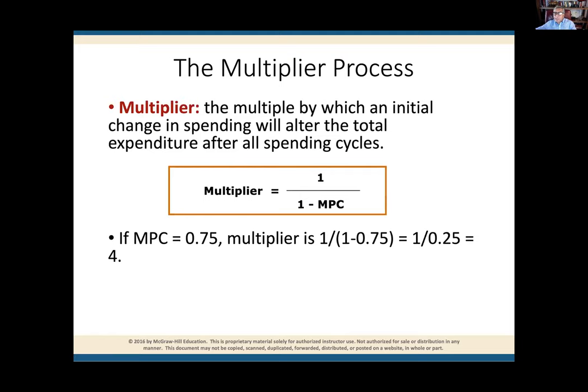So let me ask you a couple of questions. If the MPC is 0.75, how much is the multiplier? It's 1 divided by 1 minus 0.75, which equals 1 divided by 0.25, which equals 4, right?